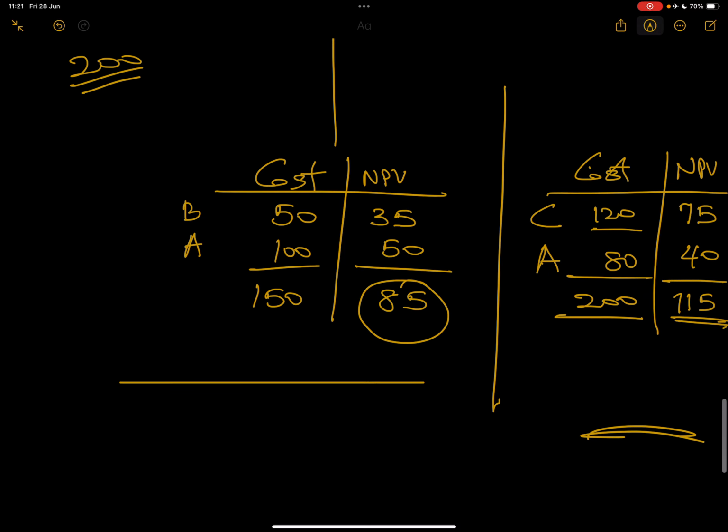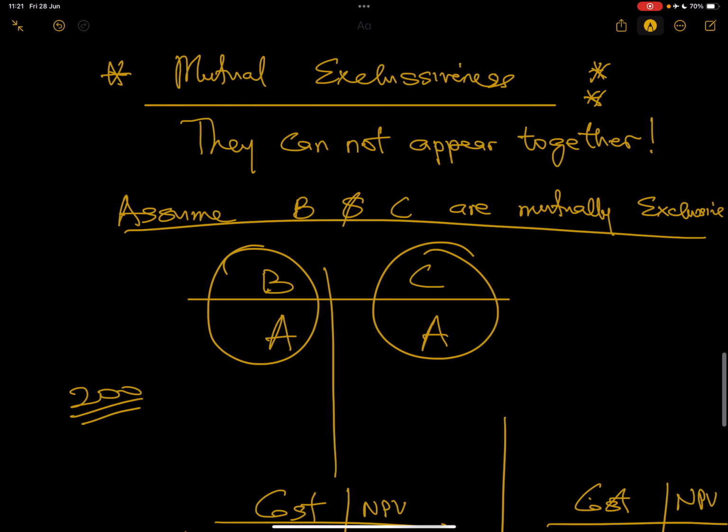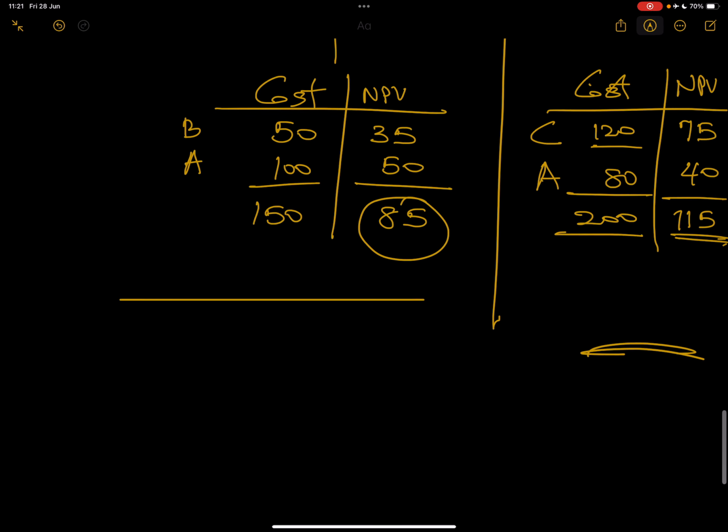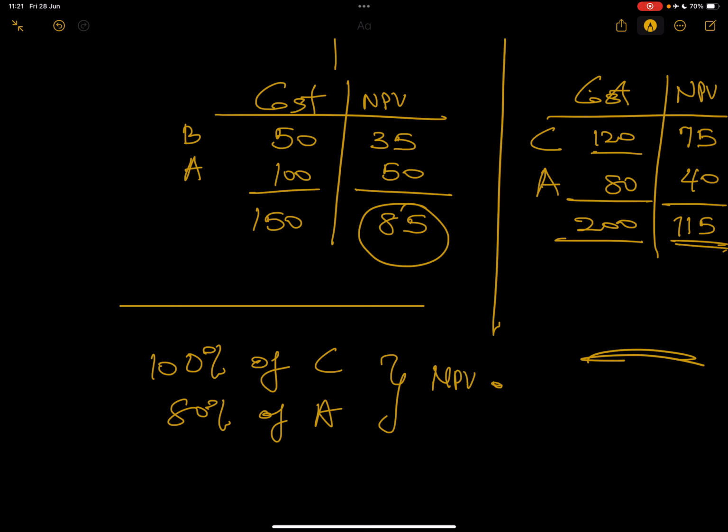And in that case, if we are talking of mutual exclusiveness of B and C, in this scenario, that means that the best combination is to do 100% of C and 80% of A, because this will give us the highest NPV possible of 115, and that is your choice.